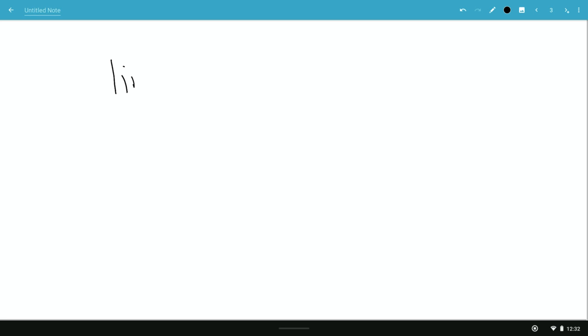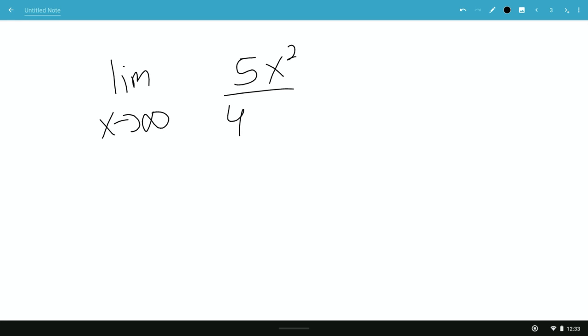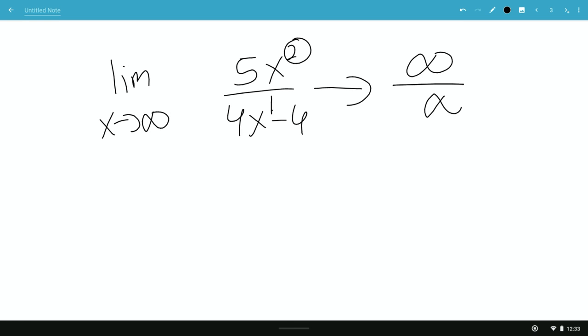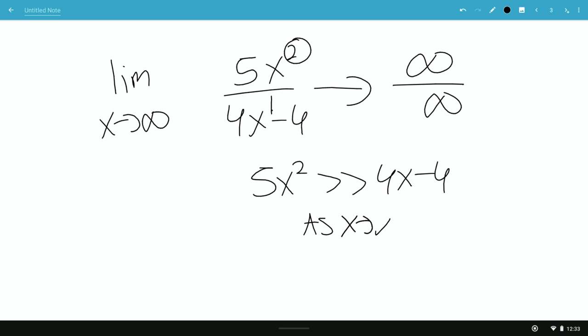If you have the term being bigger on the top, like 5x squared over 4x minus 4, you see this is to the first power and this is to the second power. Because it's bigger, even though it's infinity over infinity, the numerator infinity will go higher. So 5x squared is much, much bigger than 4x minus 4 as x goes to infinity, so this goes to infinity. If the degree on the denominator is bigger, then it'll go to 0.